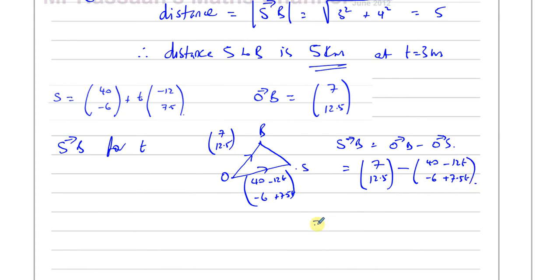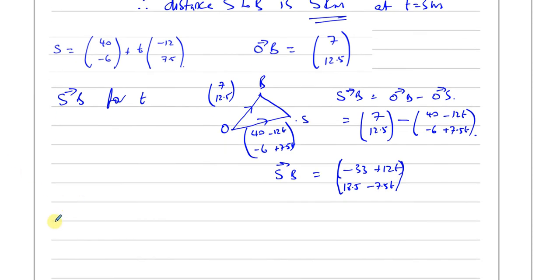And we can work out what that is. That's going to be 7 minus 40, which is minus 33, plus 12t. That's the i component, and the j component will be 12.5 minus minus 6, which is going to be 18.5 minus 7.5t. So that's the vector from S to B at any time t. That's how you get from S to B at any time t.